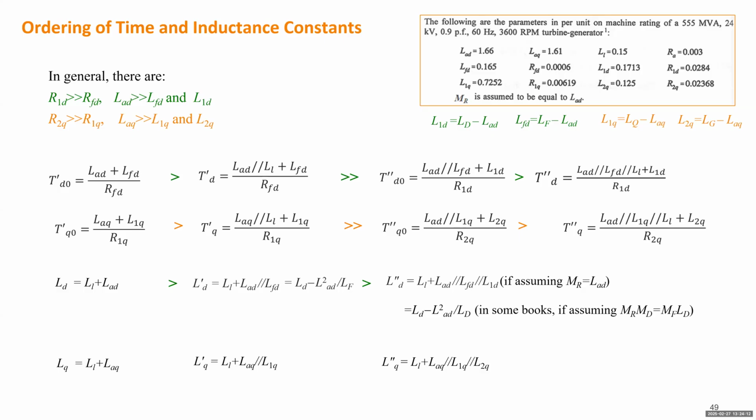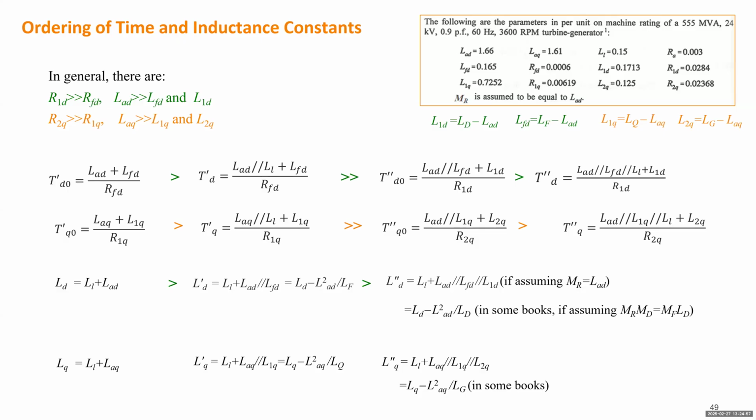So there's some other textbook where they figure out that if you make this assumption, that's not wrong. It's still pretty good, or at least at the same level of accuracy compared to the assumption MR equal LAD. But if you make this assumption, that largely simplifies those two equations to have only one fraction here. So every inductance, no matter in D or Q axes, has exactly the same structure. You can see this is LD with some correction, and for LQ, it's also LQ with some correction.